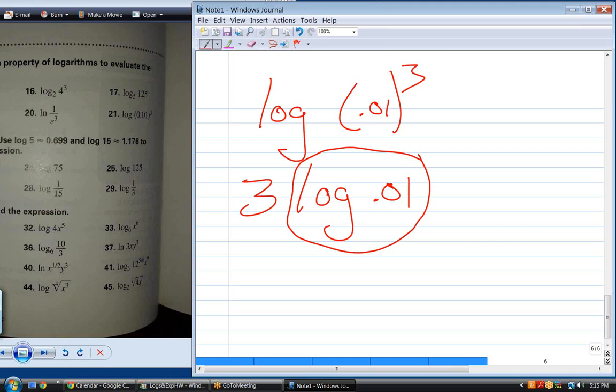Well, there's a couple of ways to think about this. Let's analyze this all by itself. What is that? Remember, that's a base 10. And if you don't know what it is, say it's equal to x. Now translate it to exponential. So we've got 10 to the x is equal to 0.01. What does x have to be?